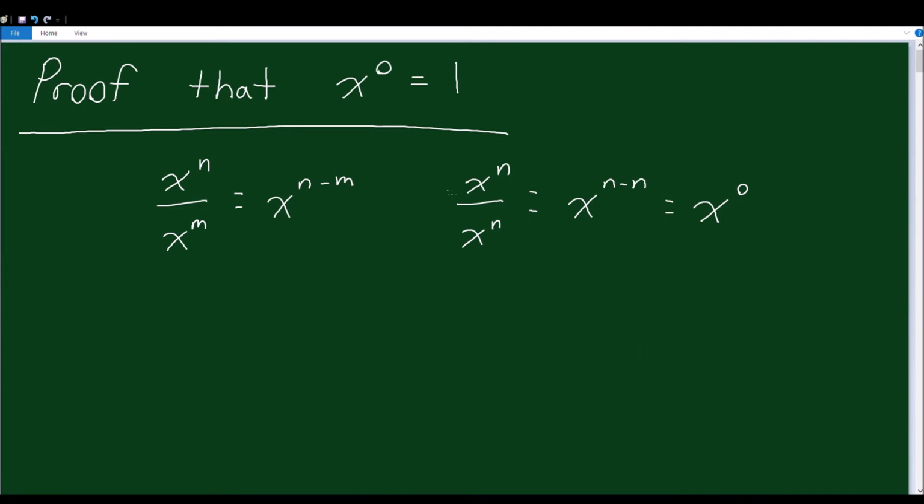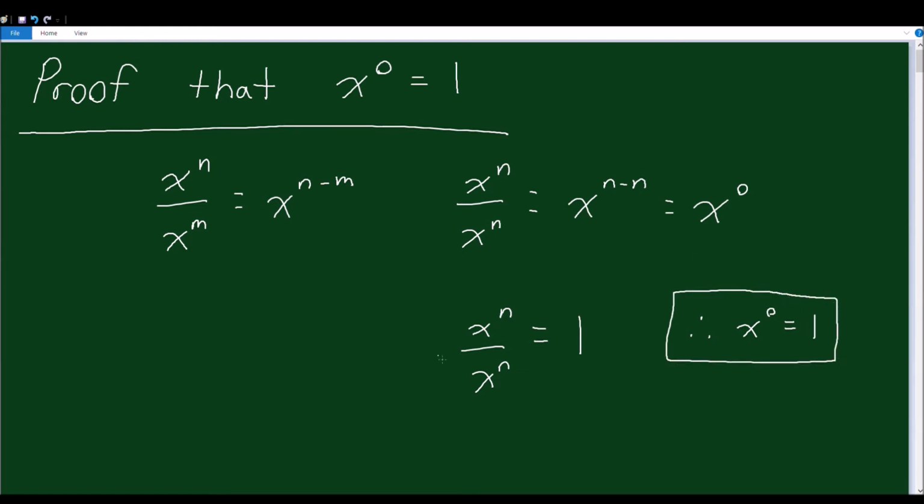Well, again, looking at x to the n over x to the n, we know that anything divided by itself is equal to 1. So we can say that x to the n over x to the n is equal to 1. Well, if it's equal to 1, and it's also equal to x to the 0, then we can say, therefore, x to the 0 is equal to 1. And that's our proof.